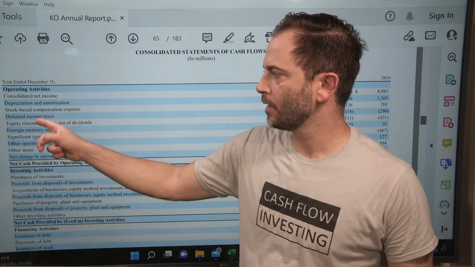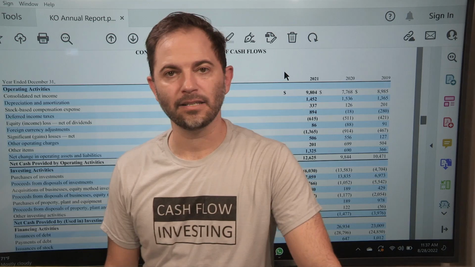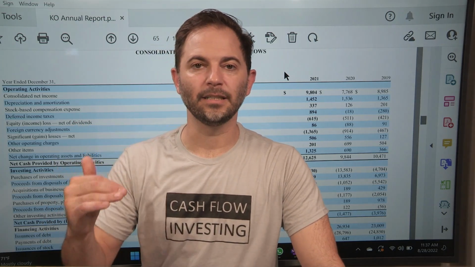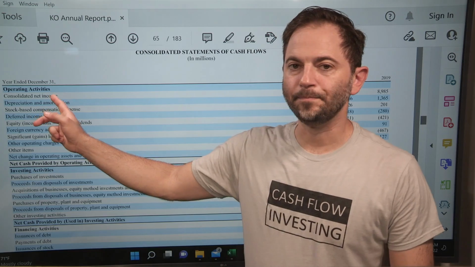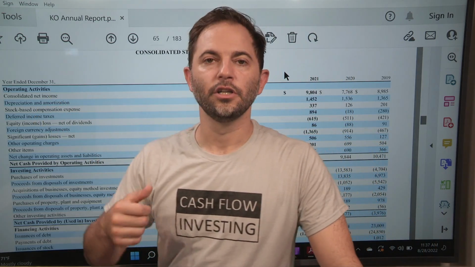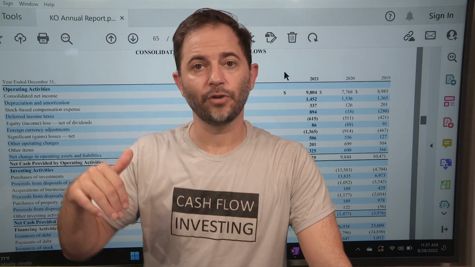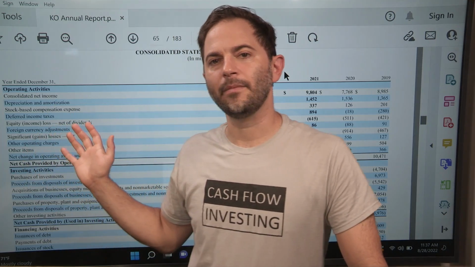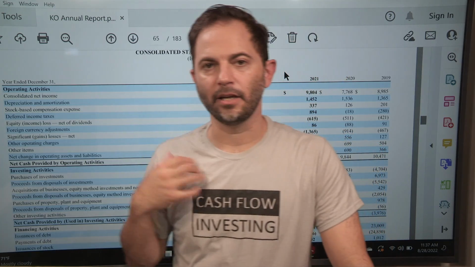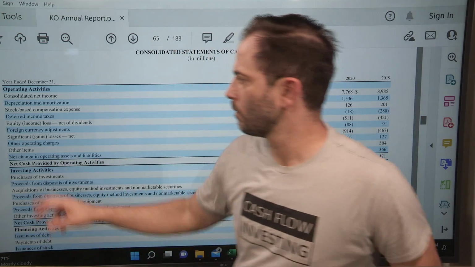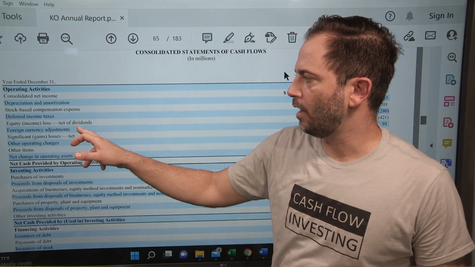It's a positive number. Deferred income tax is taxes that you expense on the income statement, so it's in the net income, but you didn't pay it in cash, so it's added back, or if you did pay it in cash, it's subtracted. The cash flow statement is generally positive for cash coming in, negative for cash going out. Equity method, a loss net of the dividend.